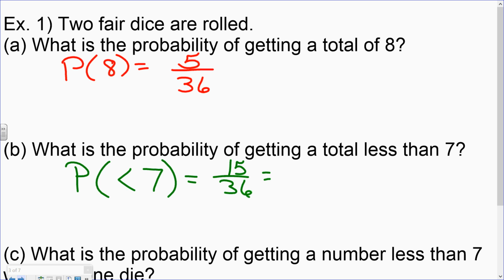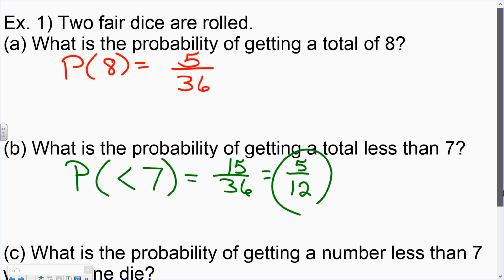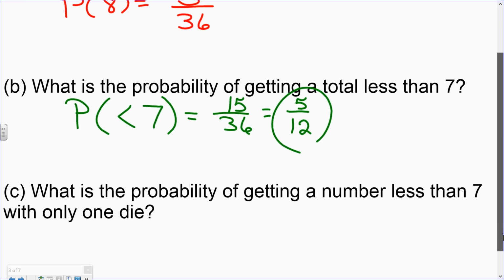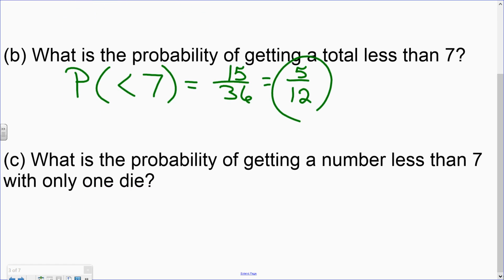And what can we reduce those by to simplify? Or what do we divide by to simplify? Divide by 3, and we have 5 over 12. Okay, now I'm going to change it up just a little bit. What is the probability of getting a number less than 7? So I'm still doing probability less than 7, but this time with only one die. What's that probability going to be, Colin?